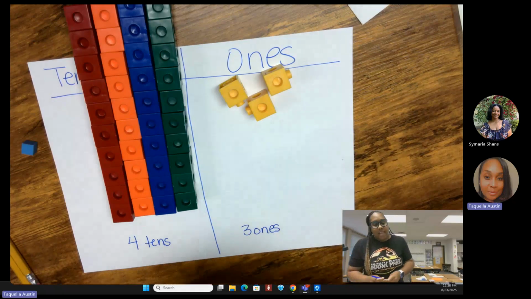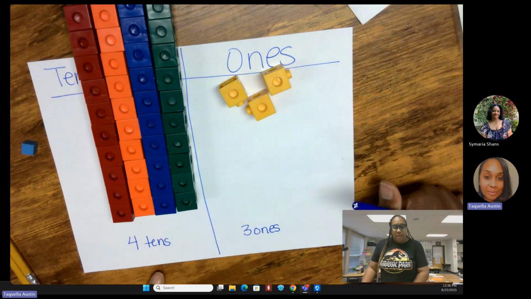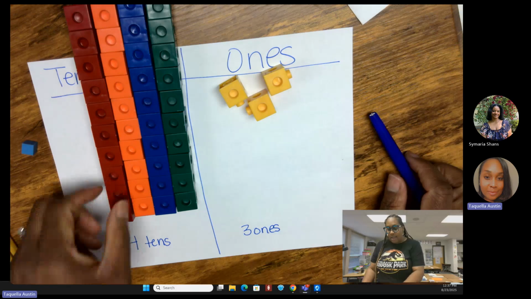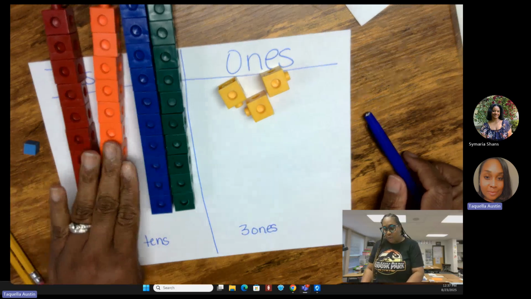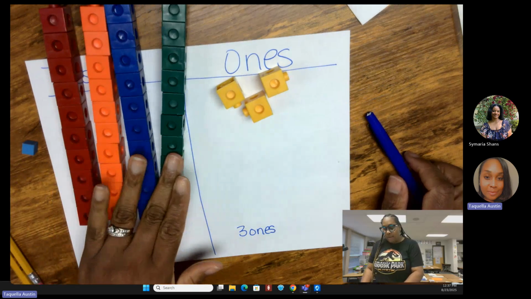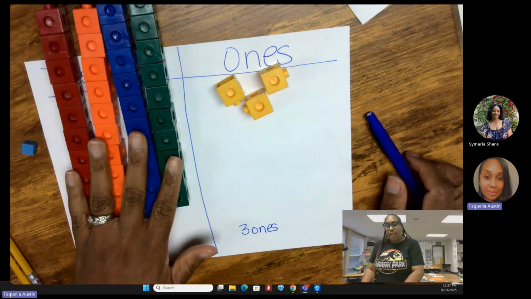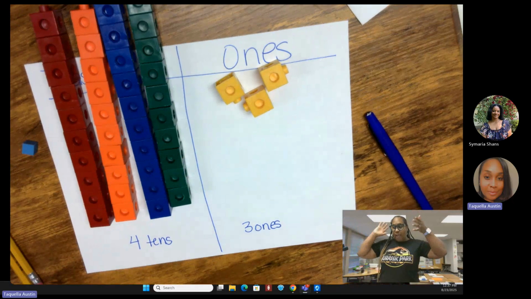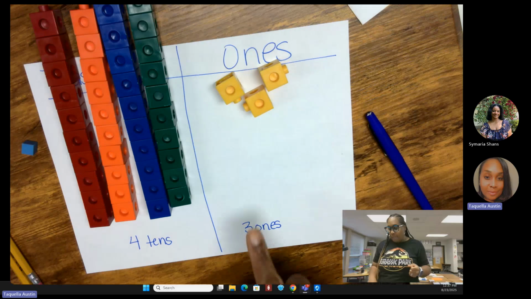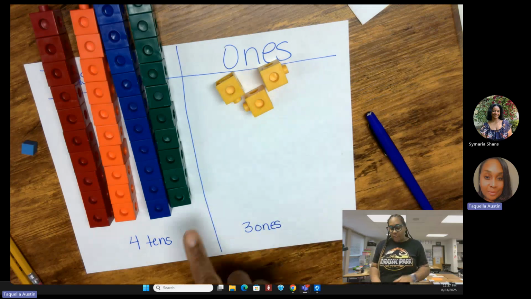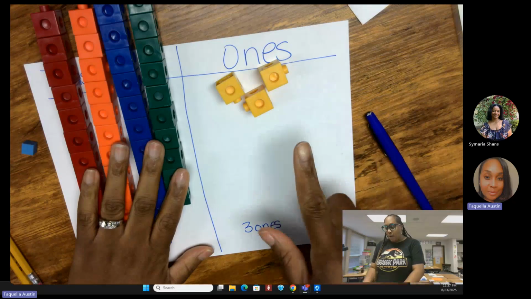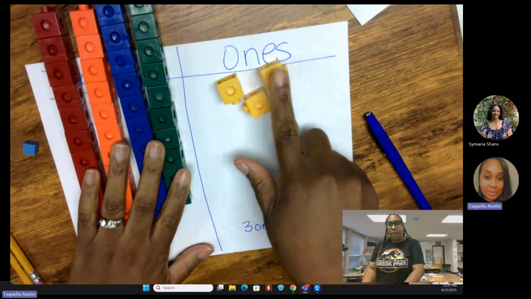Now that I have each ten as a value of 10 cubes, since there are 4 tens, I can skip count by tens. I have 10, 20, 30, 40. And we like to switch our brains. So I'm going to switch my brain. When you switch your brain, you're changing your thinking because you're no longer counting by tens. You're switching your brain to know that, hey, it's time for me to count by ones.